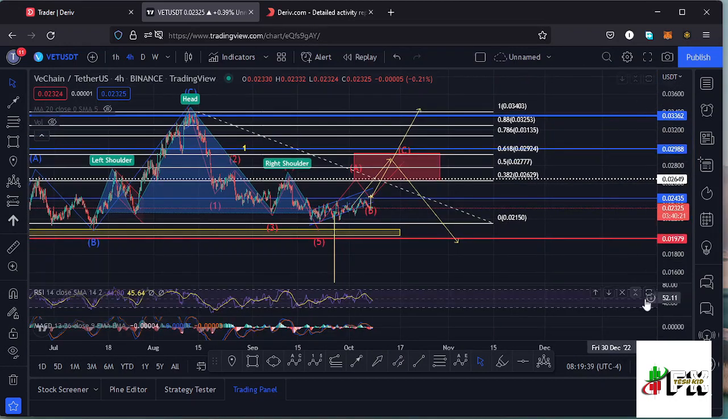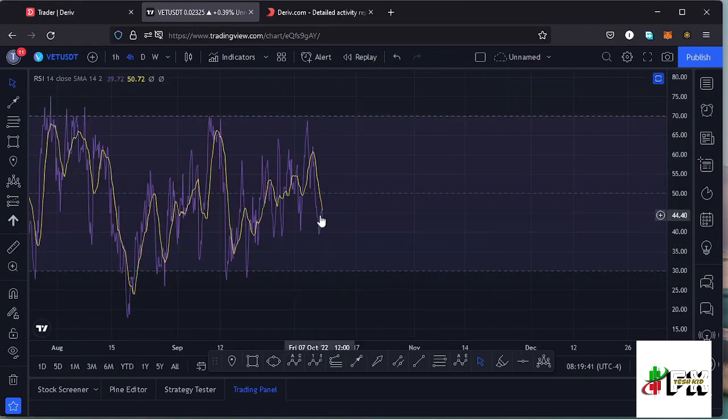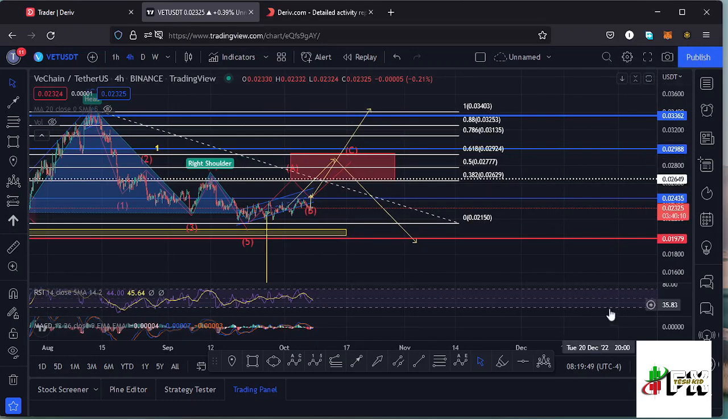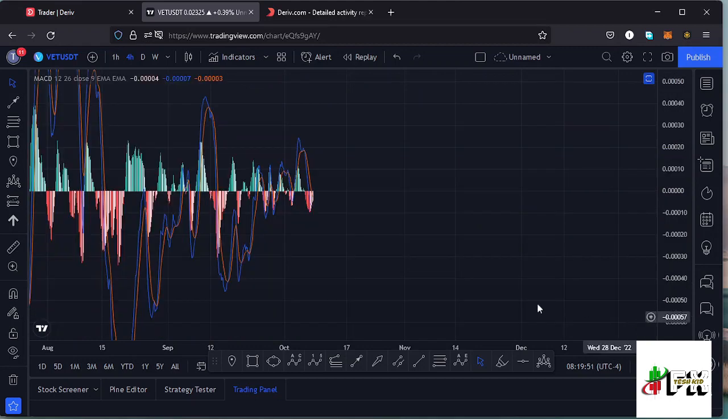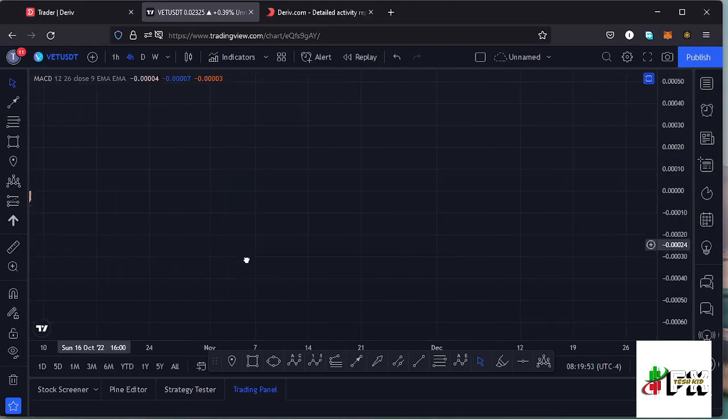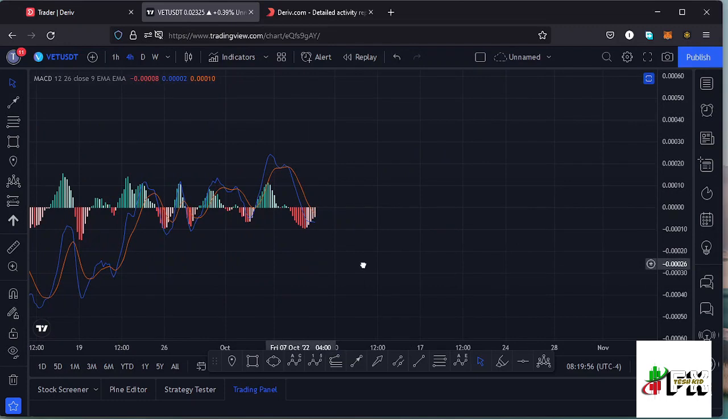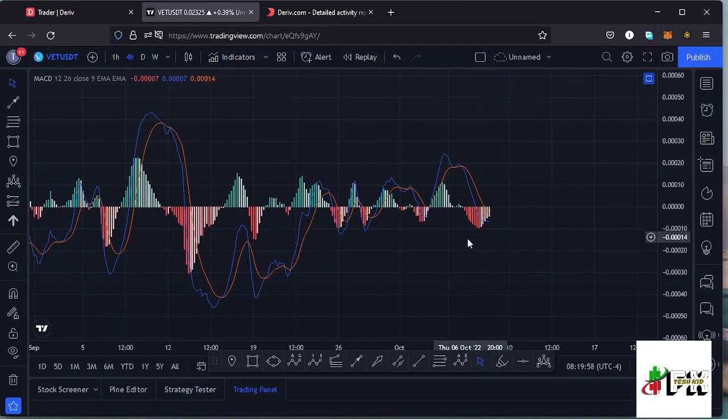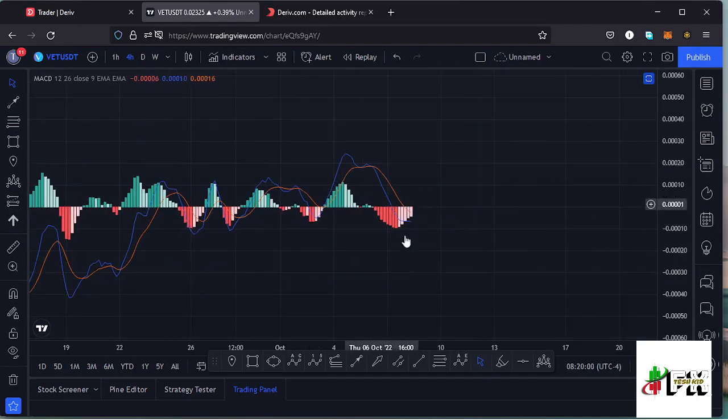Also taking a look at the indicators here, on the RSI we are trading at around the 44 mark, and that means we have massive room for us to support any movement to the upper side in the formation of that wave 2. Also taking a look at the MACD, on the MACD we have printed a bearish cross, and that is not positive for Vechain, but soon it seems like we are going to print a bullish cross. So let's be patient and see how that plays out.